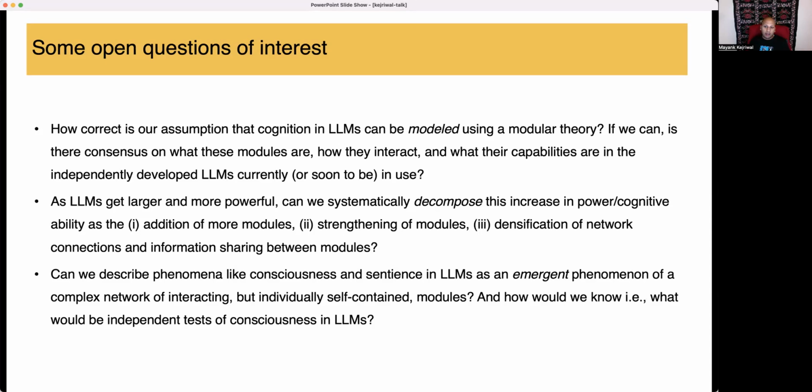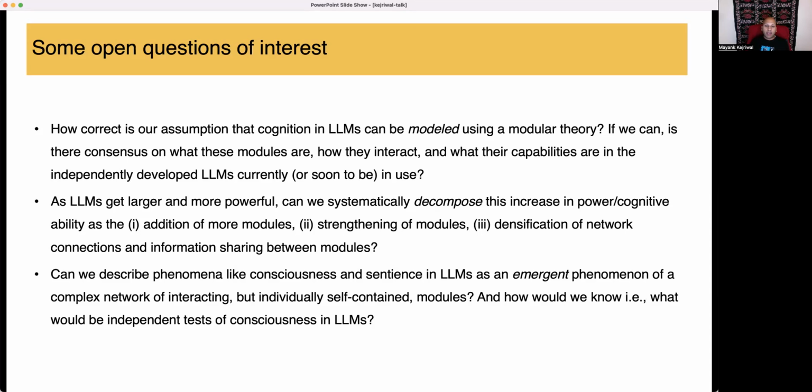And then the third one is that there's densification of network connections. So two modules that may not have been interacting properly in the past in service of a bigger problem are now able to share information because of the bigger LLM. And these are not incompatible. It could be that all three of them most likely will happen as LLMs get better and more powerful and are trained in better ways. But again, how do we quantify, along these three dimensions, assuming that modularity holds?